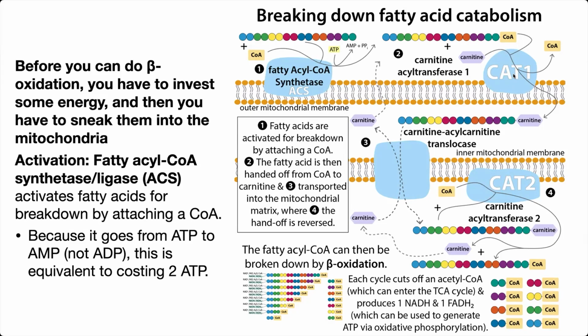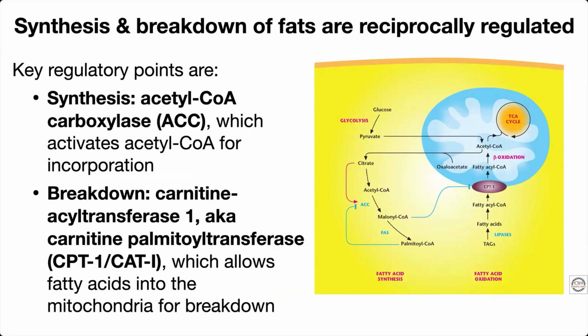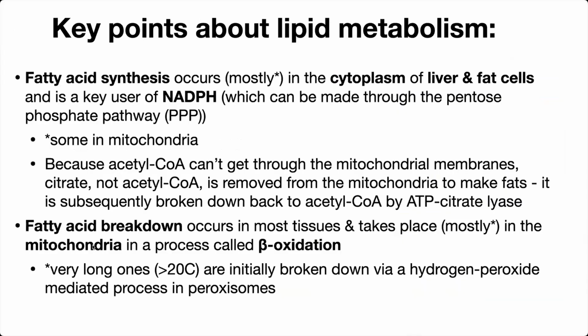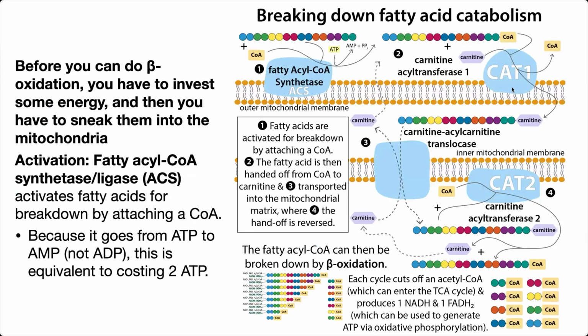Thinking about regulation, this carnitine acyltransferase 1, CAT1, you might also see it called carnitine palmitoyl transferase. So remember, palmitate was kind of like our default 16-carbon saturated fatty acid. And so you might see it abbreviated CPT1 or CAT1. And it's going to be the key regulatory step of fatty acid catabolism. Because here you're saying, okay, let's go and take this into the mitochondria.